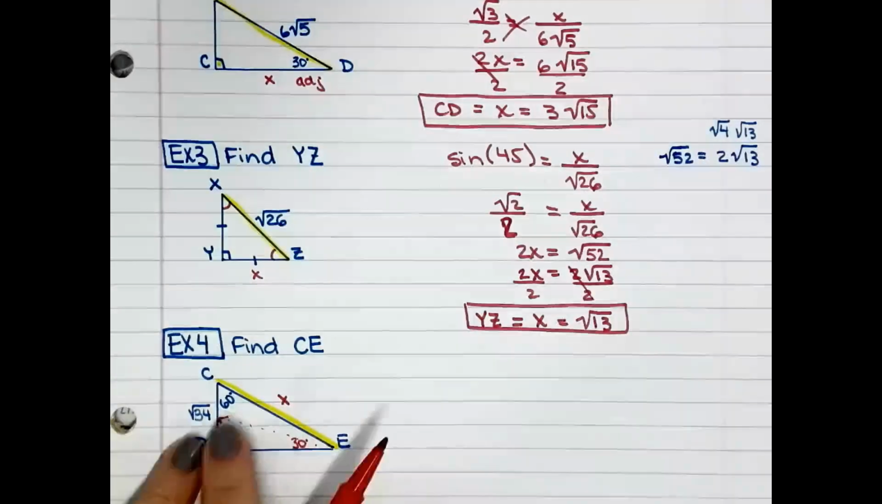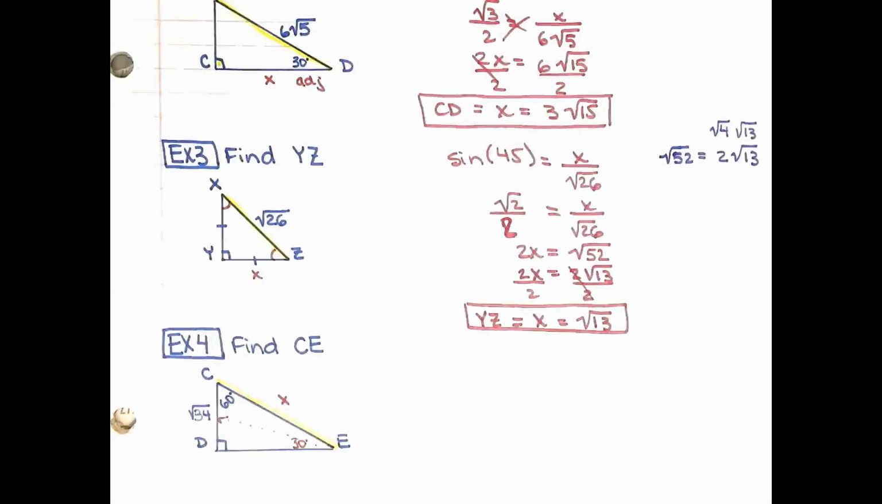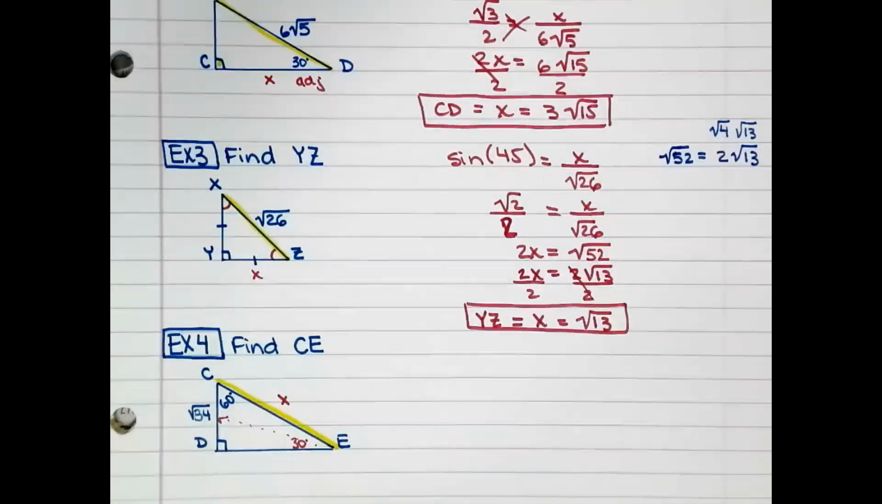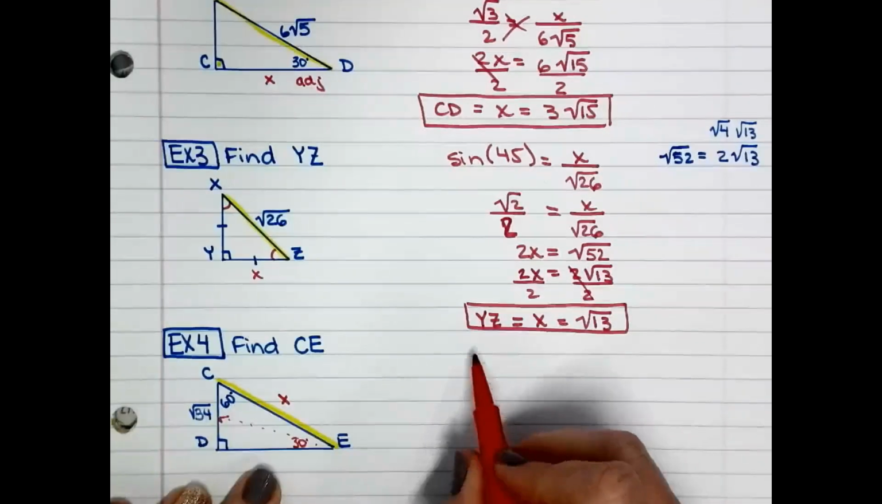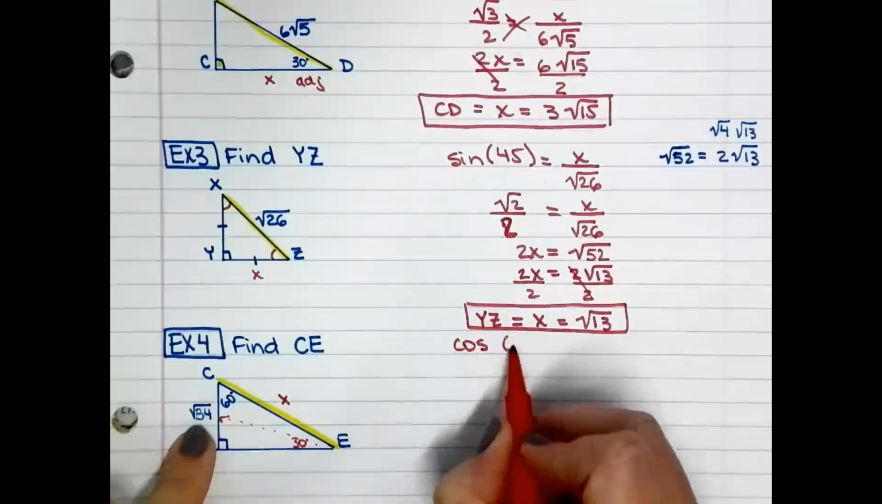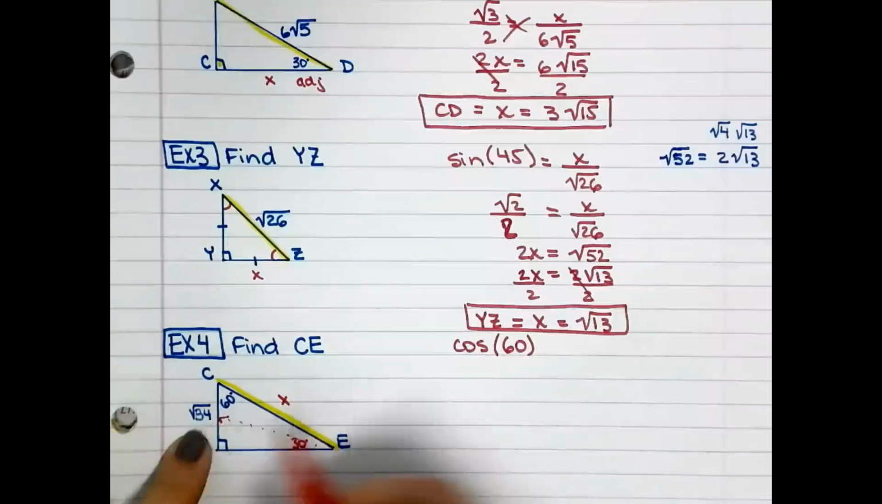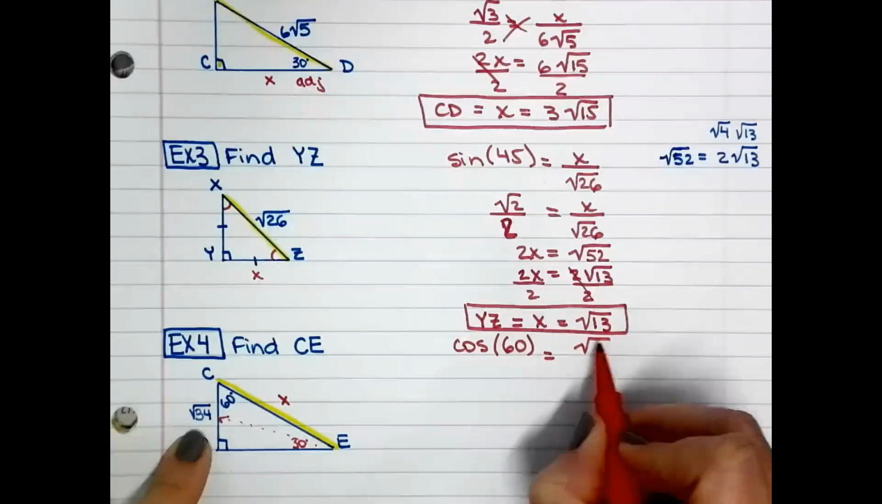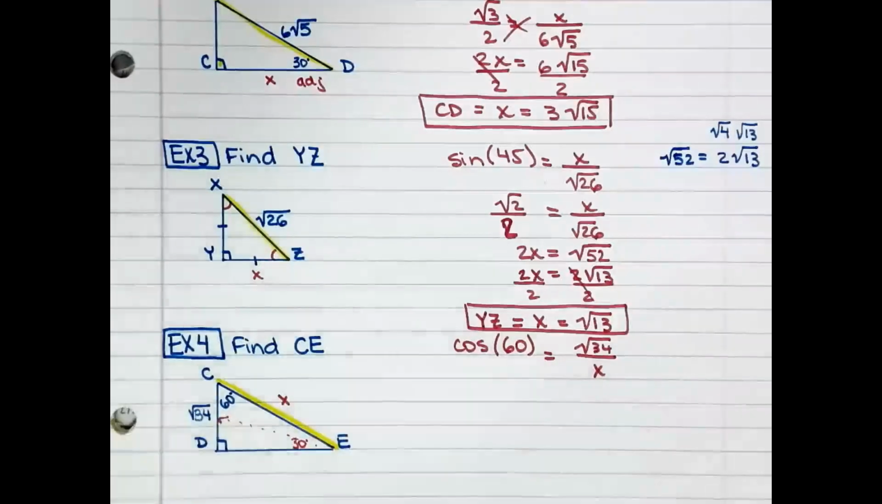Or you can choose to do cosine of 60 or sine of 30. Either way, you're going to end up with the same answer. We just did sine. Let's do cosine. So cosine of 60, because this one is adjacent to 60, equals square root of 34 over hypotenuse x.